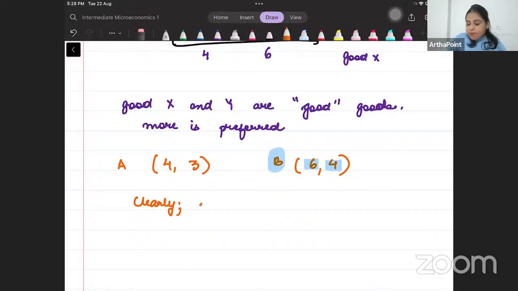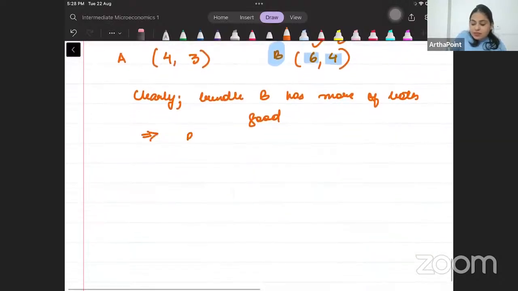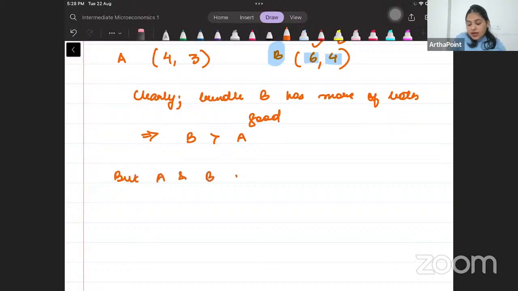So clearly bundle B has more of both goods. B का good X भी ज्यादा है और Y भी. So beta, this means that B should be preferred over A. But A और B तो same IC पर है. A and B are on same IC. और इंडिफरेंस कर्व की क्या डेफिनेशन थी कि अगर दो पॉइंट्स सेम इंडिफरेंस कर्व पे हैं तो उनसे जो सैटिस्फैक्शन मिल रही है वो सेम होनी चाहिए. That means I should be indifferent between A and B.